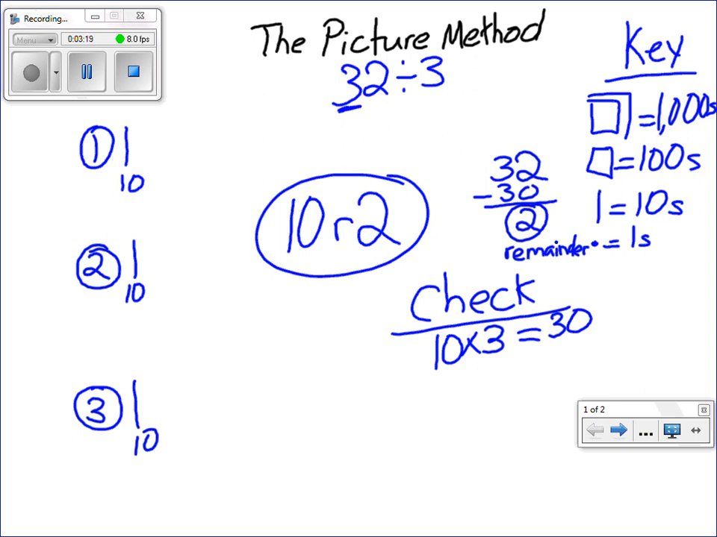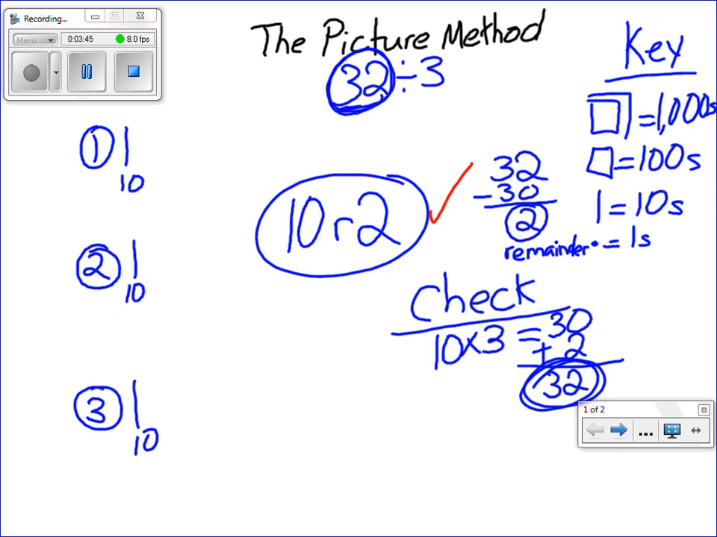Now, if we have a remainder, which we do in this one, you need to add in that remainder to that 30. So 30 plus 2 is 32. If this answer here matches the whole number here, then our answer of 10 remainder 2 is correct, and they do. So 10 remainder 2 is the right answer.